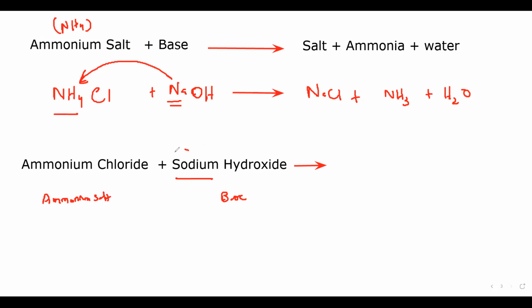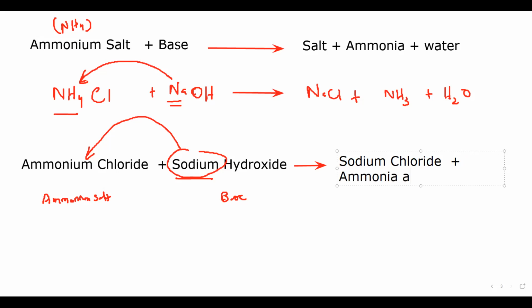So what will be the result? The metal which is present in the base, like sodium metal in this example, will take the position of ammonium. So what will be the salt formed when ammonium is replaced by metal sodium? It will form sodium chloride plus, when ammonium is mixed with hydroxide, that is ammonium hydroxide, but this ammonium hydroxide is not a stable compound, it will form ammonia and water molecule. Is this example clear?